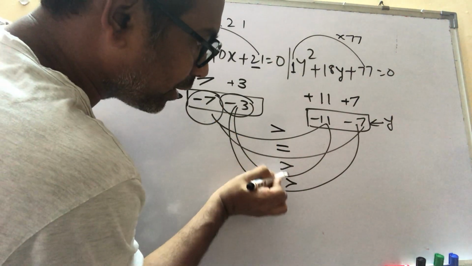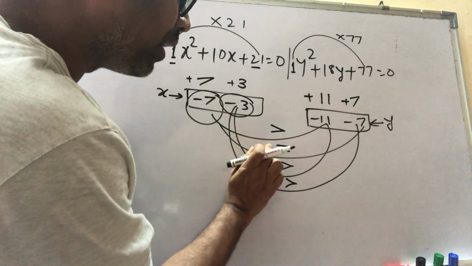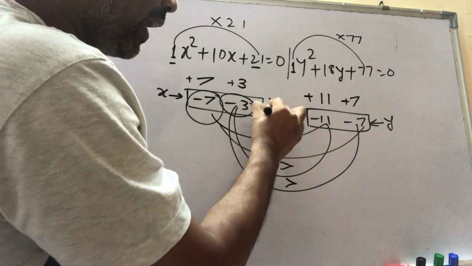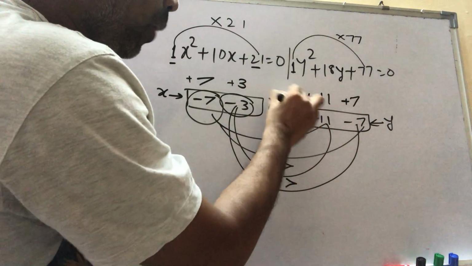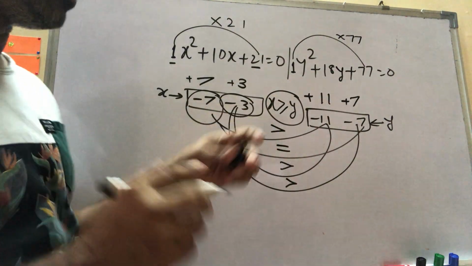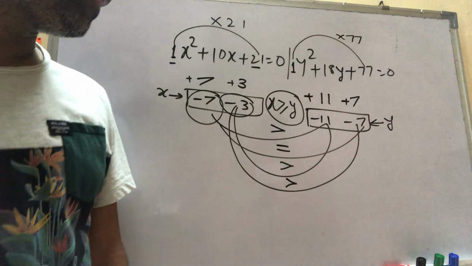So now my final answer is going to be what? See, all three signs are greater towards x and one sign is equal. So I can write x is greater than or equal to y. So write down this. This is your answer. X is greater than or equal to y.